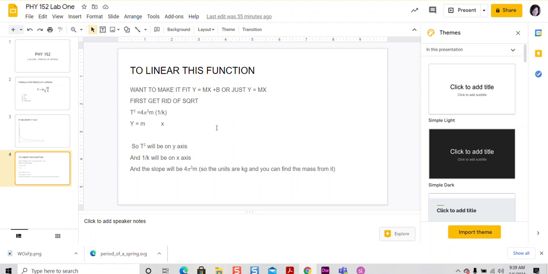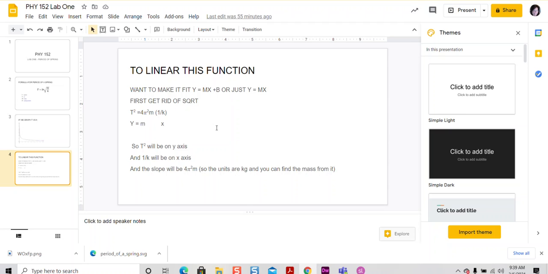So I'm going to plot T squared on the y-axis. I'm going to plot 1 over k on the x-axis. And my slope is going to be 4 pi squared times the mass, and my units will be in kilograms. And that will allow me to find the mass that I put on that spring experimentally.